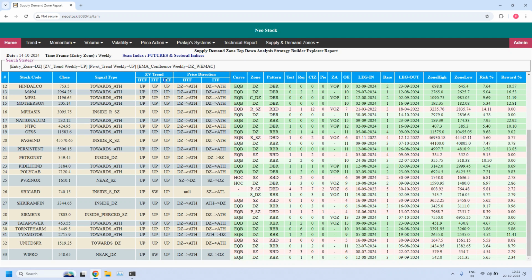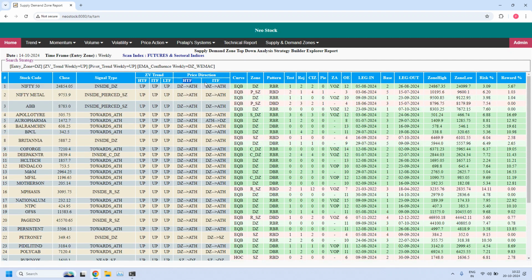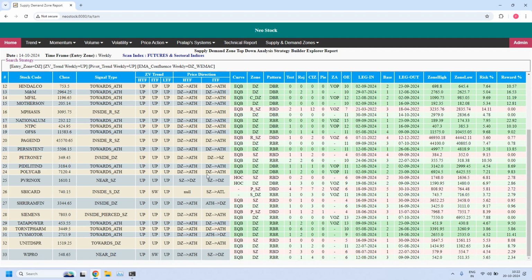Which trend? LTF is weekly trend, ITF is monthly trend, HTF is quarterly trend. This is the way you should understand. And also you are seeing price direction here, HTF, ITF. Okay, this is how you should filter the stocks, and you can find high probability setup supported stocks.